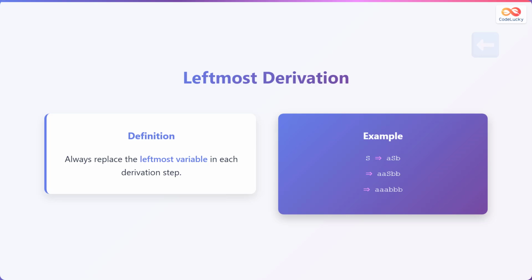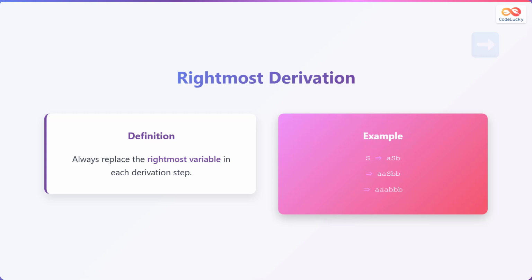In a leftmost derivation, we always replace the leftmost variable in each derivation step. For example, starting with S, we might have the following steps: S goes to aSb, then aSb goes to aaSbb, and finally aaSbb goes to aaabbb.